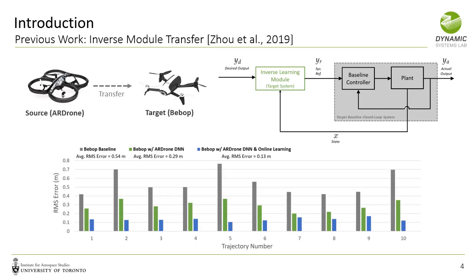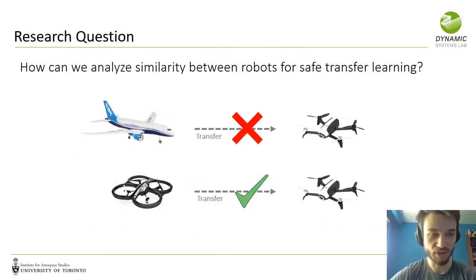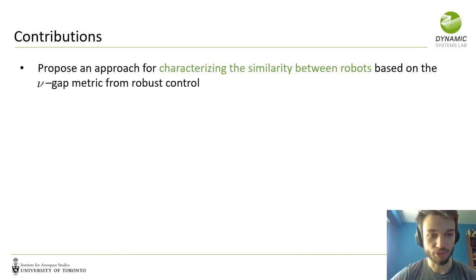While there are many approaches in the literature to achieve successful transfer learning, one question that's less often analyzed is the similarity between the source and the target robots. Transferring experience from a source robot that's dissimilar to the target, we wouldn't expect to work well. Which is the research question that we analyze in this paper: how can we analyze similarity between robots for safe transfer learning? Our contributions are threefold.